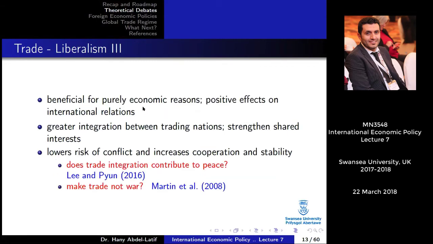So it's not just because of economic factors. What I was talking about now is mainly based on economic reasons, but also, from their point of view, which we are actually more interested in, not just economic but international relations: how having free international trade would promote peace and stability. That is very important. This means greater integration between trading nations.